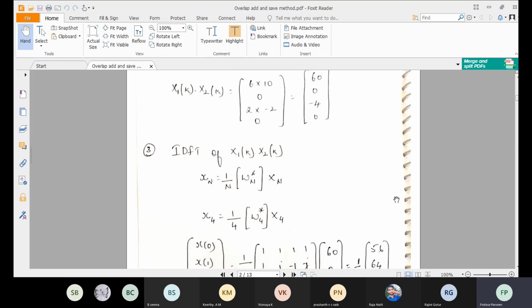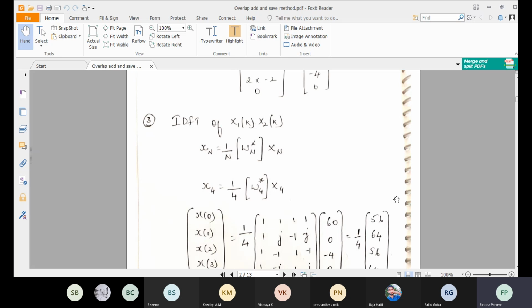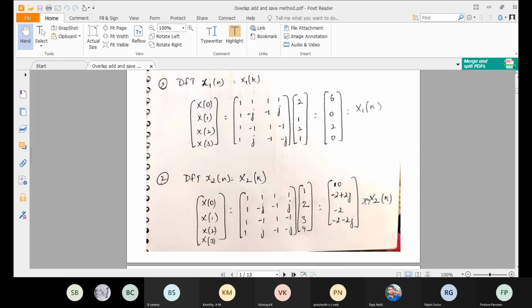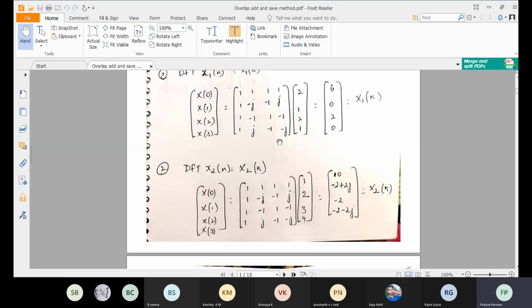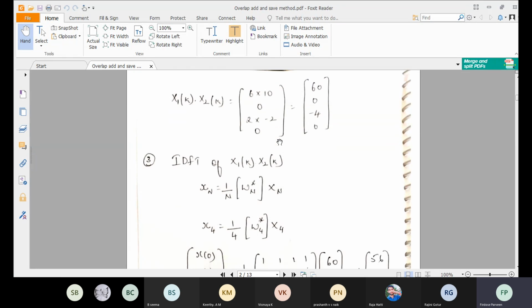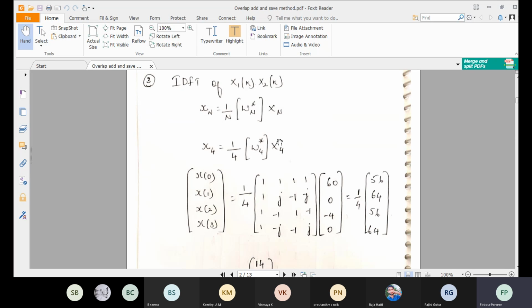Okay, so now W_N conjugate, what will you be writing? The opposite of W_N. Wherever minus j is there or wherever plus j is there, minus will change to plus and plus will change to minus. This becomes plus j and this becomes minus j. This becomes minus j and this becomes plus j. That is W_N conjugate.